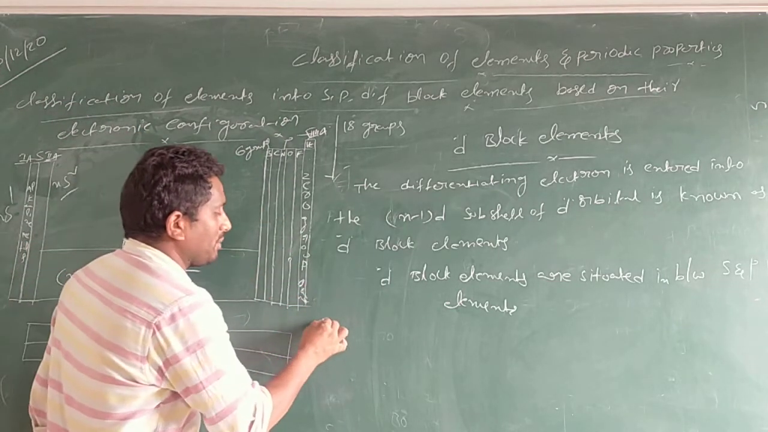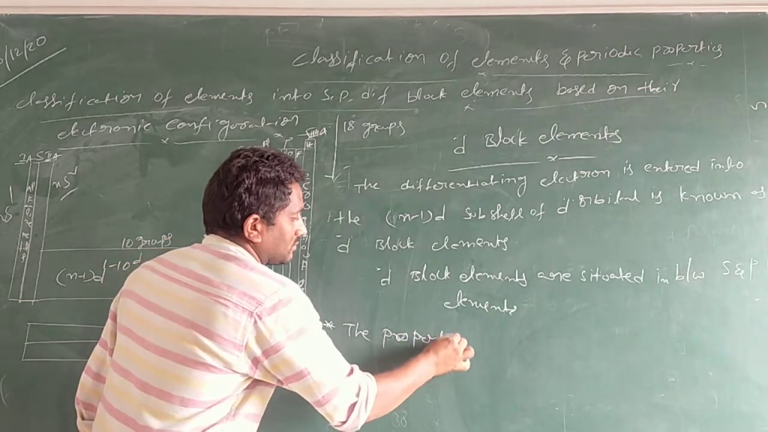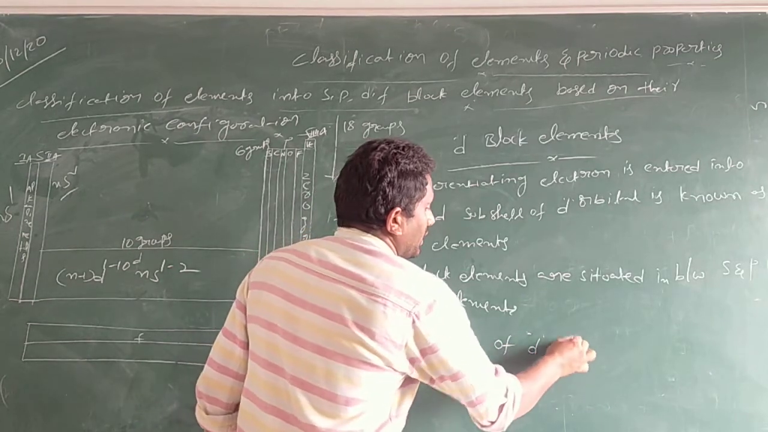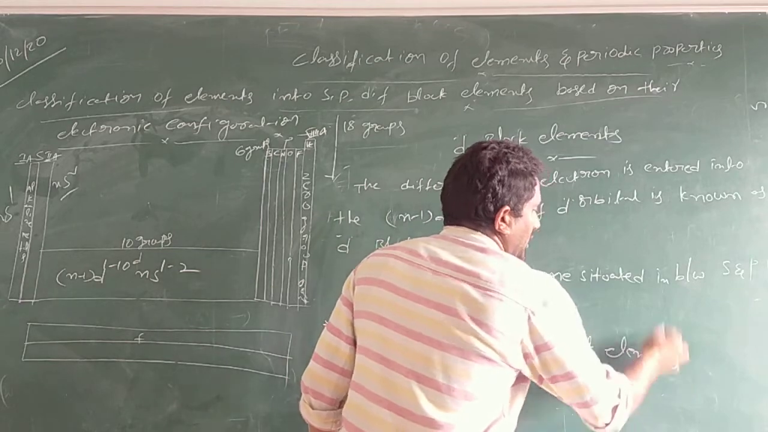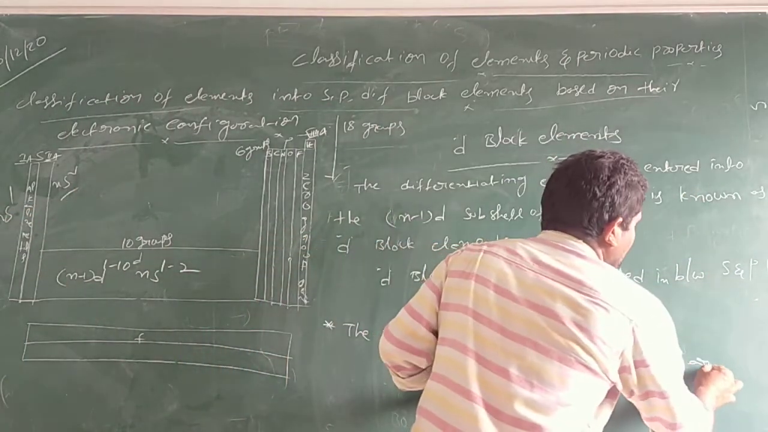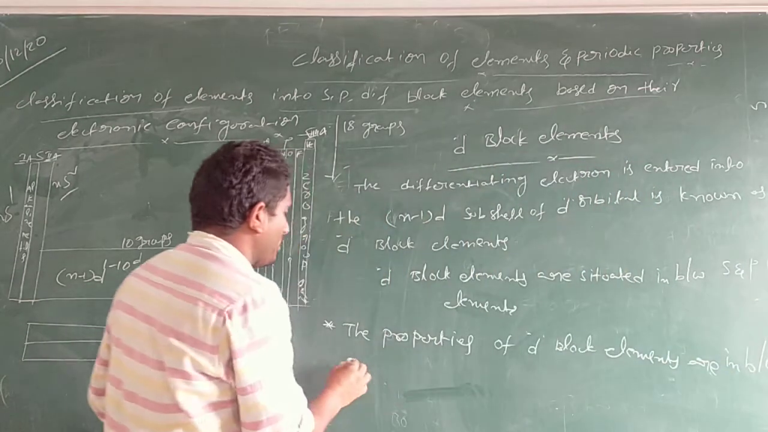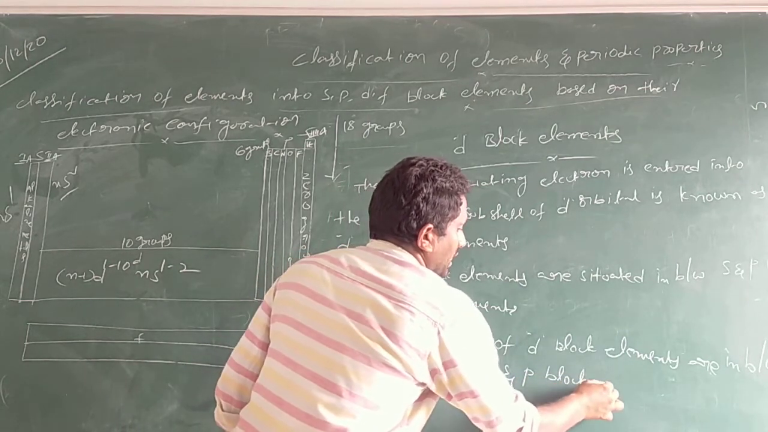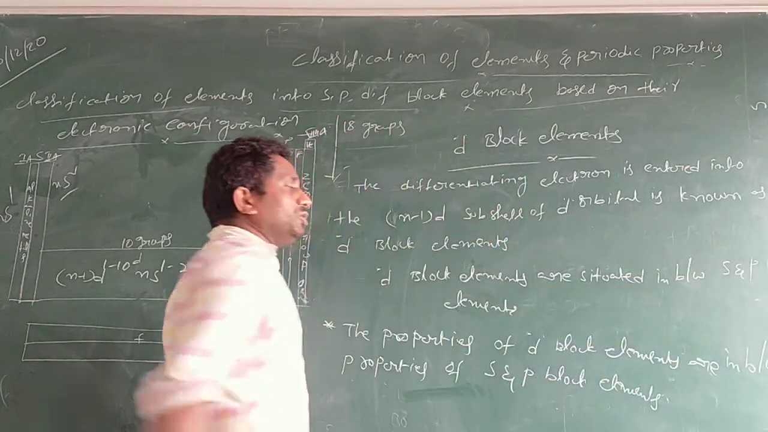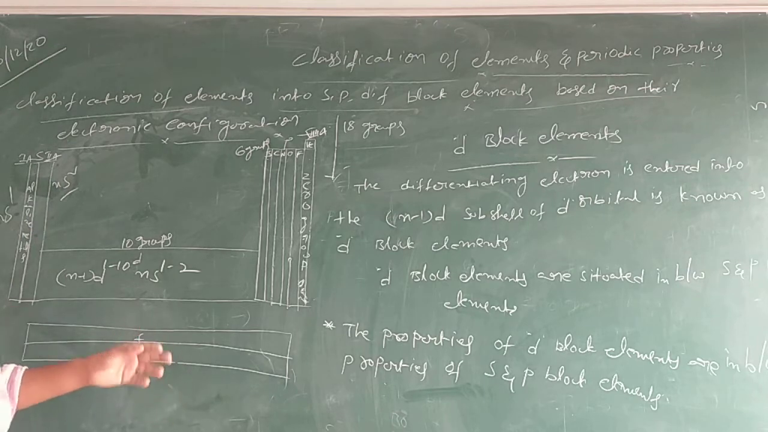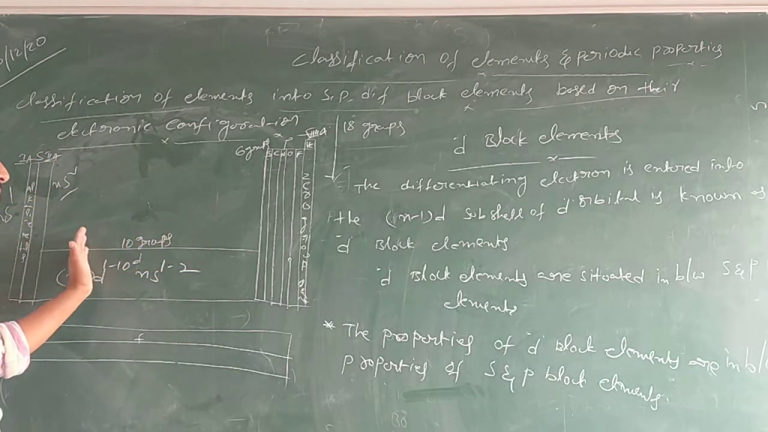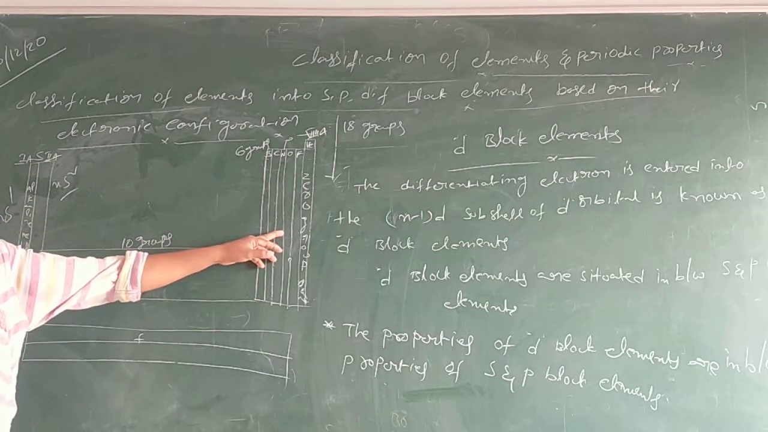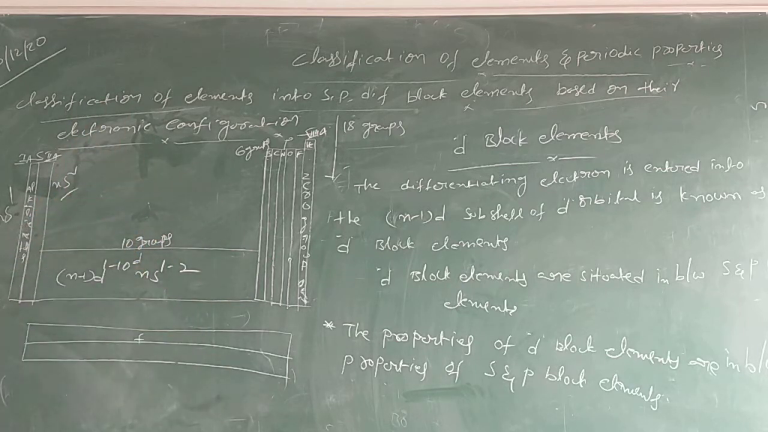The properties of D block elements are in between the properties of S and P block elements. So due to this reason, the D block elements are situated between S block and P block elements. అంటే D block మూలకాన్ని ఎందుకు మనం S మరియు P block elements కి మిడిల్ లో అరేంజ్ చేయడం జరిగిందంటే S block మరియు P block elements యొక్క ప్రాపర్టీస్ కి ఇంటర్మీడియట్ గా ఉంటాయి D block elements. So that is why D block elements are situated between the S and P block elements.